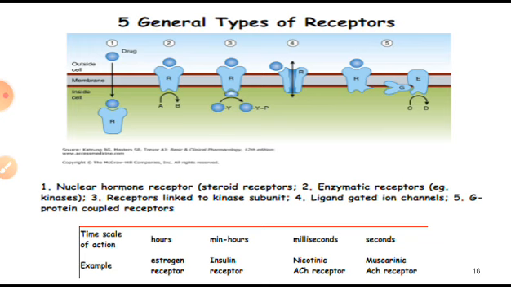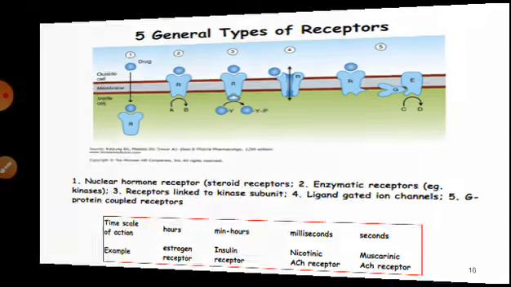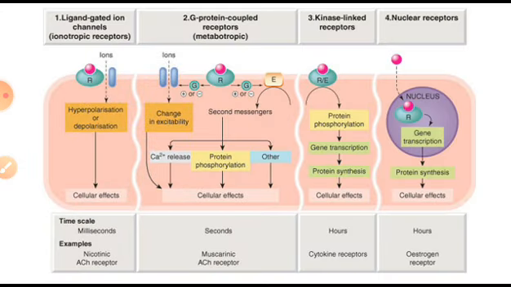And below it is given how much time they take to produce the effect. In the next slide it is more clear. Here you can see the 4 structures shown. The first one depicts the ligand gated ion channel, which is also called ionotropic receptors. The second shows the G protein coupled receptors, also called metabotropic receptors. The third shows the kinase linked receptors, and the fourth shows the nuclear receptors.